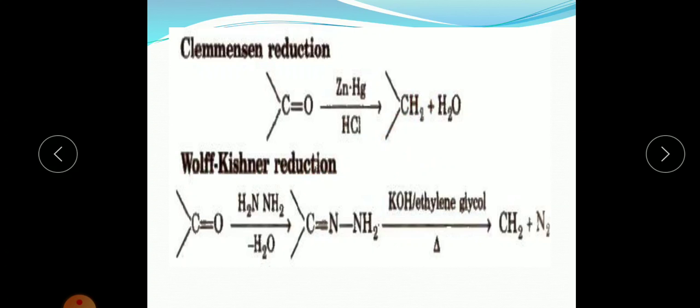Similarly, in Wolff Kishner reduction, what will happen? If you take an aldehyde, CH3CHO over here, first we treat it with hydrazine, NH2NH2. What will happen with hydrazine? This will first remove a molecule of water, H2O, and it will form this one, that is a hydrazone. After this, when you treat with potassium hydroxide and ethylene glycol, what will happen? This C will be reduced to CH2, the other will remain as it is: CH3CH2CH3, and the NH2 part will form nitrogen, N2. This is known as the Wolff Kishner reduction reaction. These two are very important reactions. Please mark them as important.